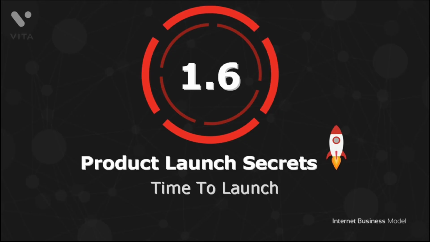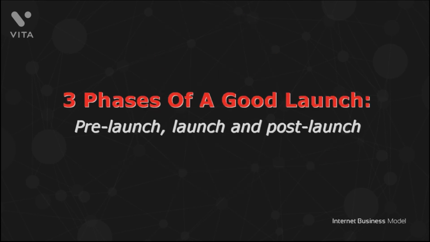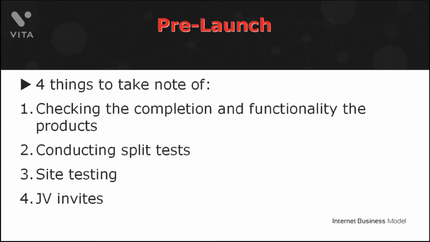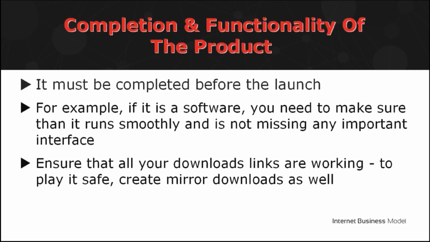In this module, I'm going to show you what you need to do during your product launch. There are 3 phases in a product launch: pre-launch, launch, and post-launch. If you do not pay extra attention on the preparation, the pre-launch phase will either make you or break you. There are 4 things to take note of during the pre-launch phase, which are: 1. Checking the completion and functionality of the products. 2. Conducting split tests. 3. Site testing. And 4. JV invites.